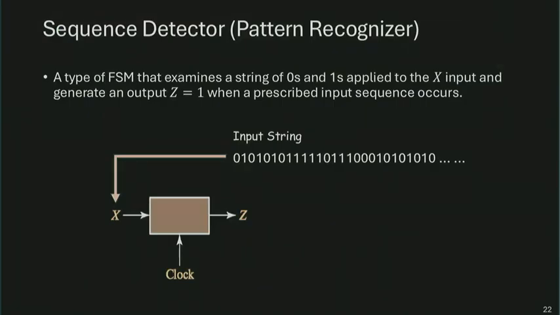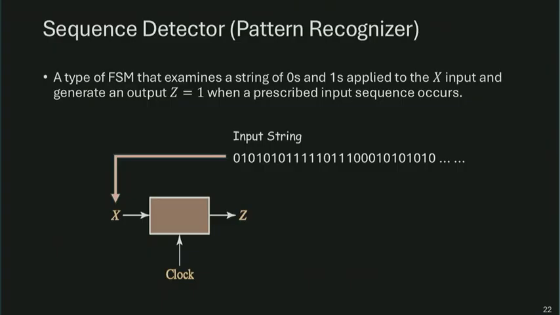All right, coming back to something more concrete. What we will see in this class is how to design sequence recognizers. Or pattern recognizers, sequence detectors, they really mean the same thing. A way to extract some patterns from a long binary sequence. So a sequence detector is only one type of FSM that examines a string of zeros and ones, a binary string, applied at the X input. So it processes 1 bit at a time and generates an output of Z equals 1 when a prescribed input sequence occurs.